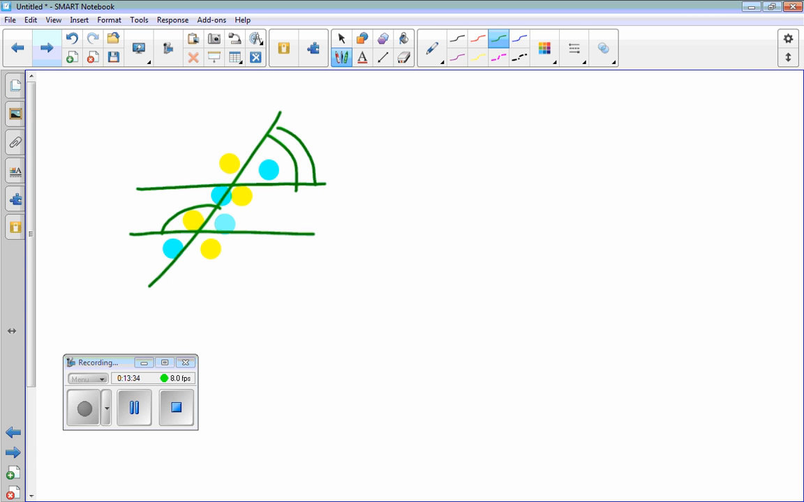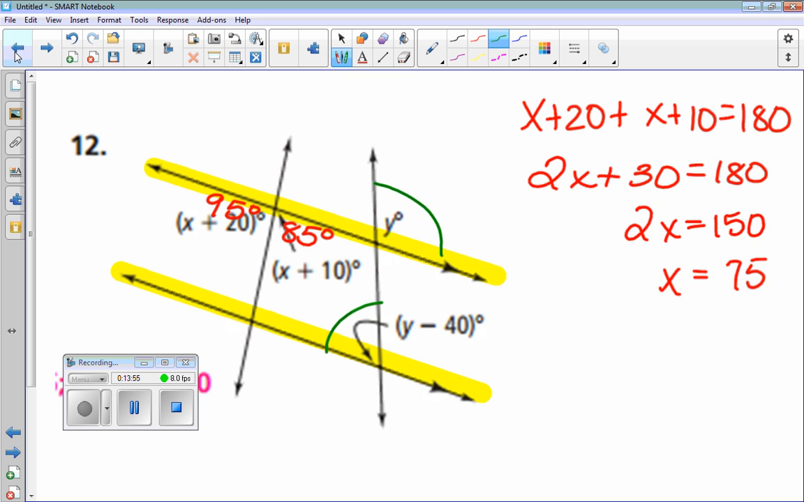So what does that mean? They're supplementary. Even though they don't have a special name like we're comfortable with, aren't they actually supplementary anyway? They're not corresponding or alternate interiors or anything like that. But if we have two parallel lines cut by a transversal, we still know that they are supplementary angles. So that's what we're going to do to solve for y.